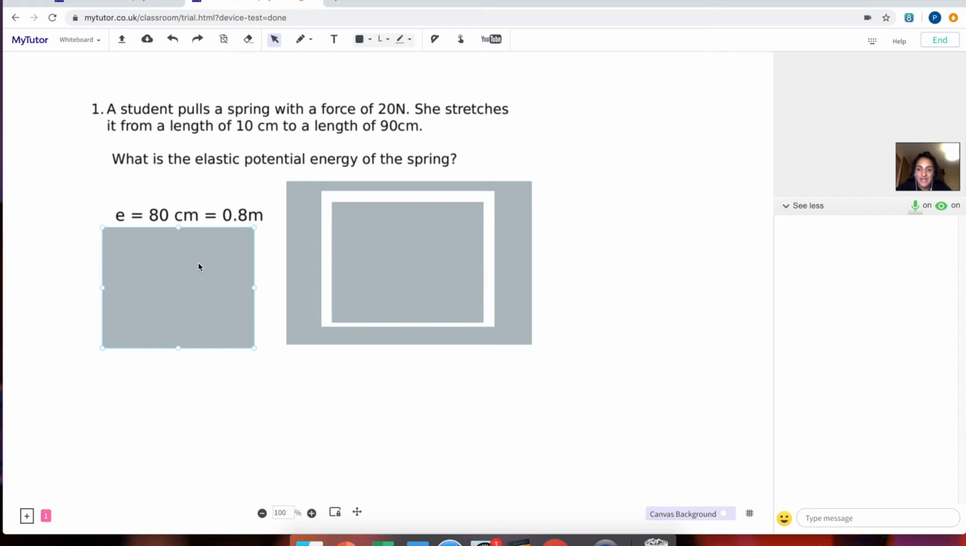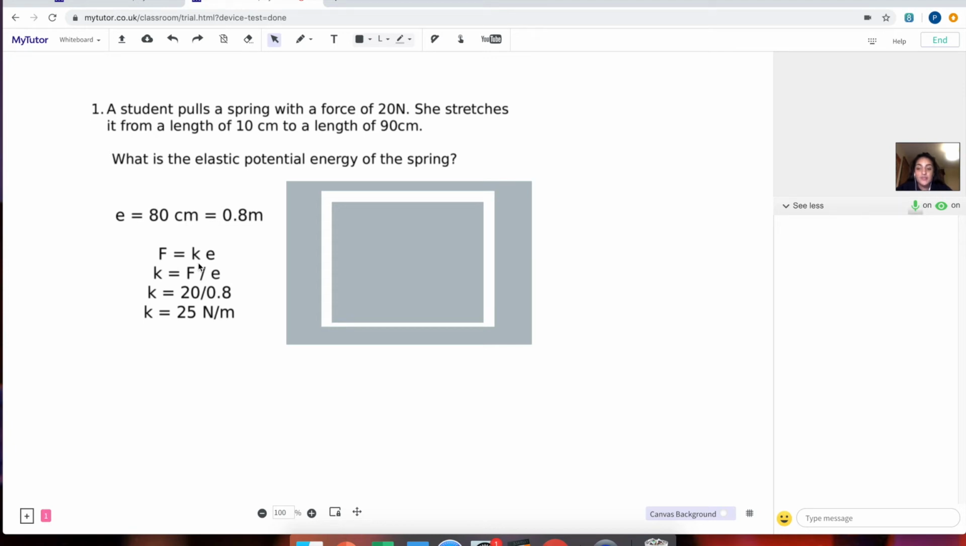Then we need to put it into our force equals spring constant times extension equation, or F equals KE. When we rearrange for K equals F over E, we are trying to find the spring constant. The spring constant will be needed later on in the equation for elastic potential energy. So let's find the spring constant.